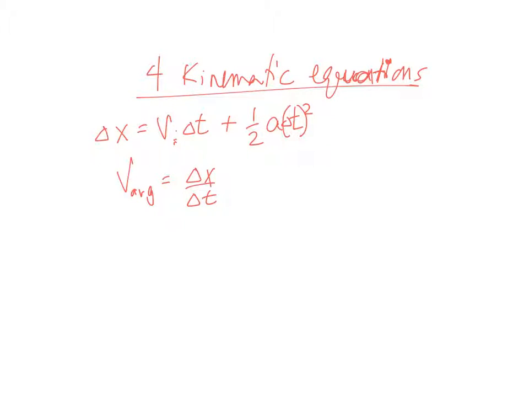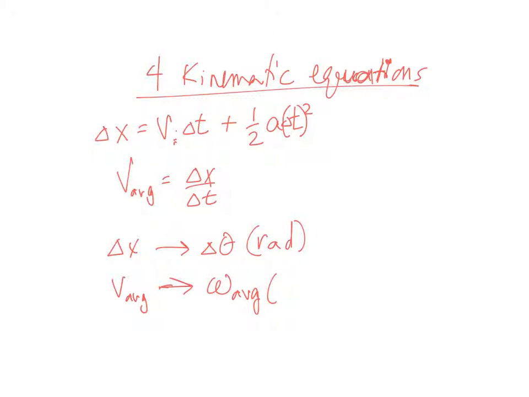Remember that every variable in the linear world has an analogous variable in the rotational world, and instead of measuring linear distances or linear displacements, we measure angular displacements, and we measure angle in radians rotationally. If you remember, delta x's counterpart was a change in angle in radians. It was delta theta. And instead of average velocity, we had omega average. That's rotational velocity. This is an angular measurement, measured in radians per second.